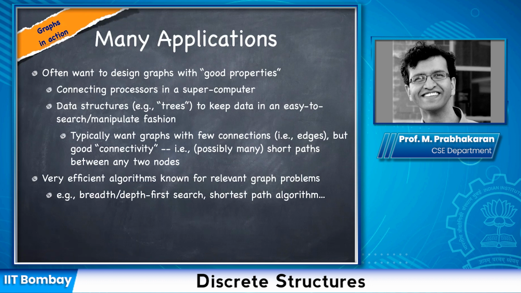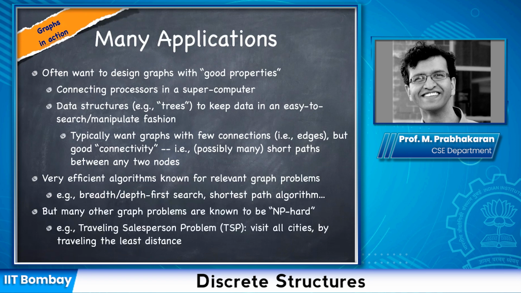But on the other hand, there are also graph problems for which we do not have any efficient algorithm. And not just that, these problems are often rich enough that you could model other problems in terms of them. So this is a class of problems called NP-hard problems. We will not define it, but these are rich enough problems that can be used to model various other problems. But unfortunately, they also turn out to be very hard problems to solve. The traveling salesperson problem is one such problem. So we will be talking about all these once we have a formal model for graphs.